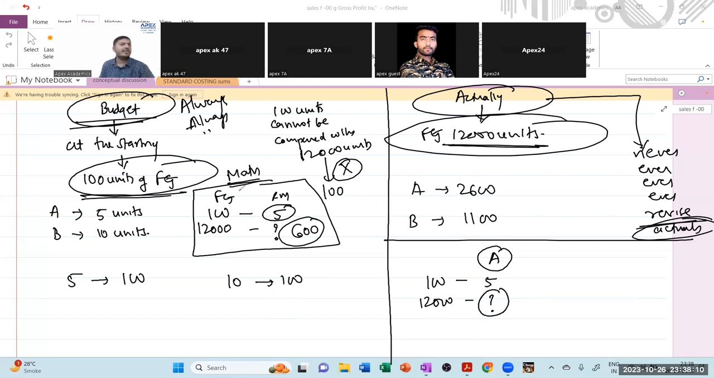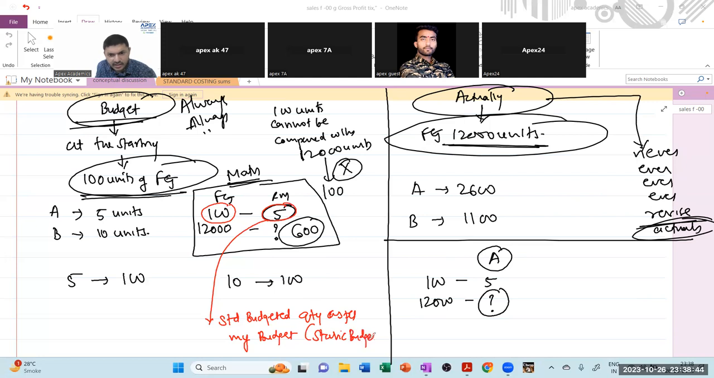This is the elementary math that I have done. Now, please notice one thing. I am so stubborn and adamant in my calculation that I said that for 100, I need 5. Please tell me, where did I get this 5 from? This 5 was the standard budgeted quantity as per my budget. And a budget that I make at the starting of the period is called a static budget. What is it called? It is called a static budget.